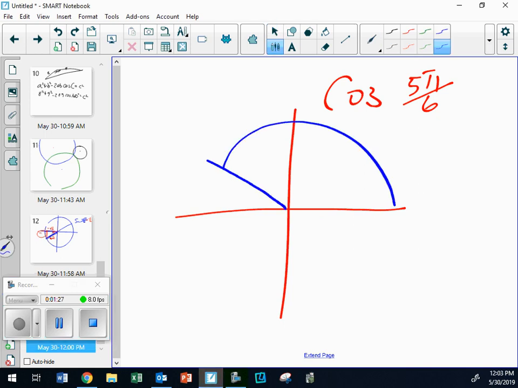That's where 5 pi over 6 is. And then I draw a triangle around it. So if that's a 30, okay, hey, I don't mind if you're whispering to the kid next to you, but don't be loud enough so you're messing my video up.